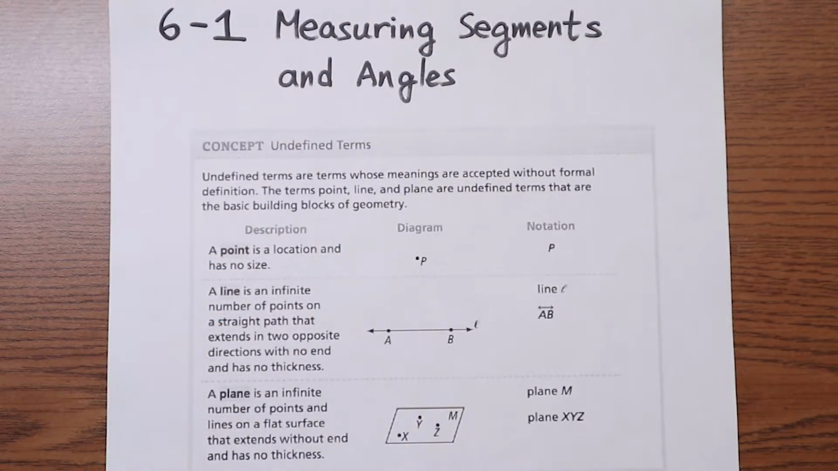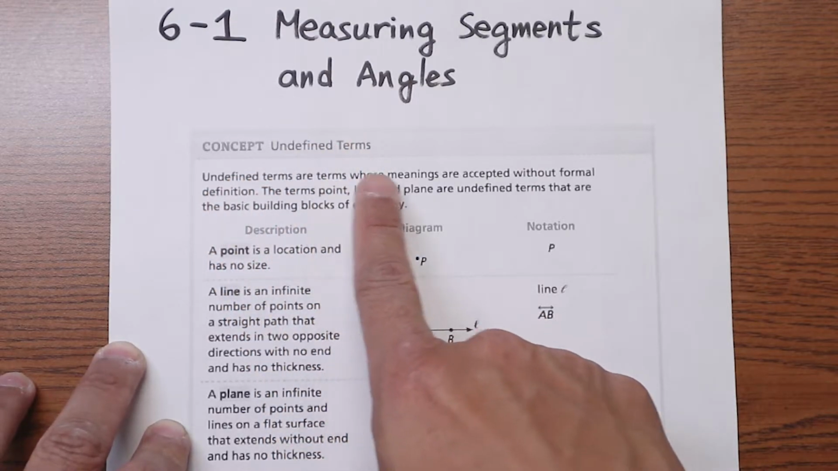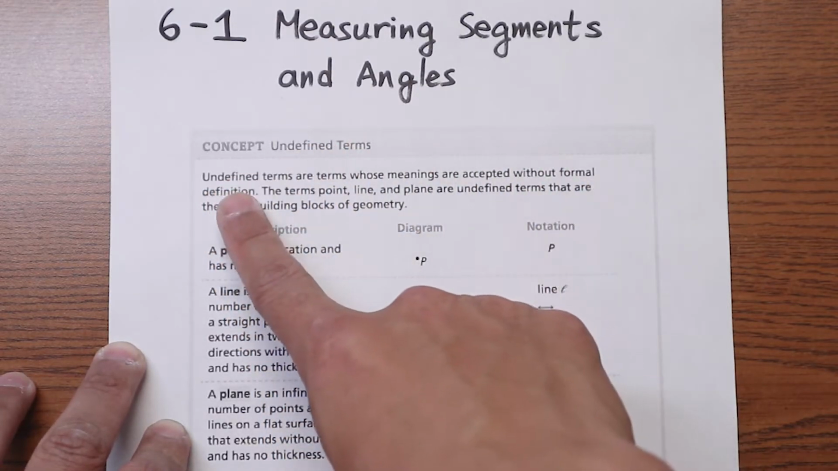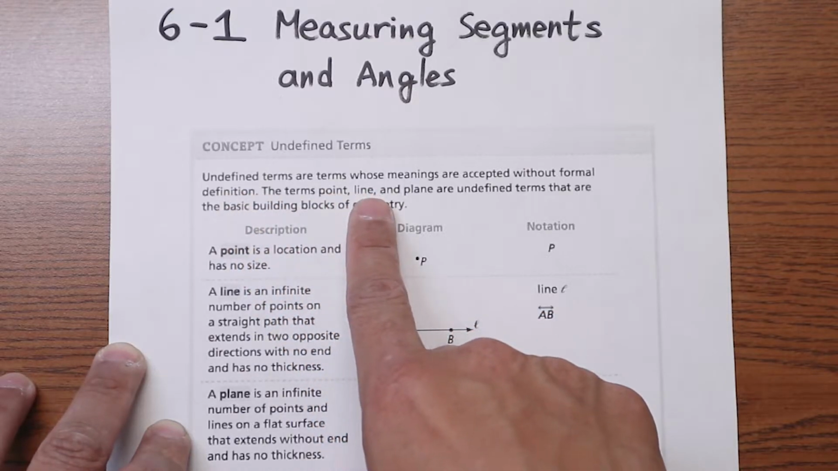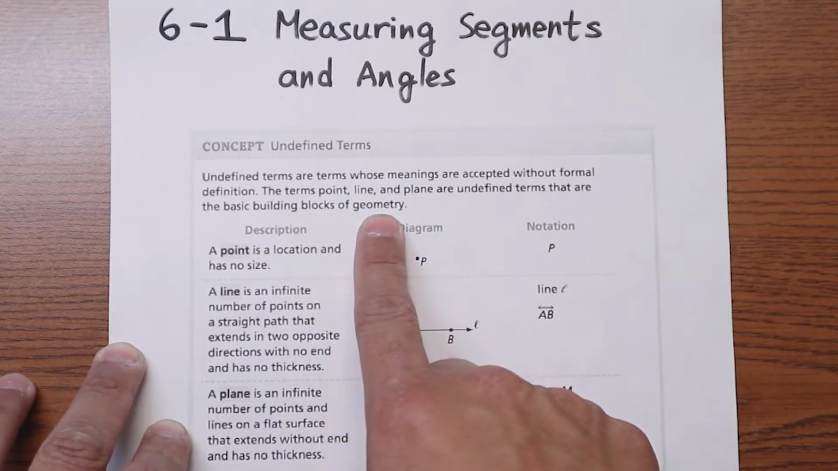Now we're on 6-1, measuring segments and angles. And before we do any calculations, let's take a look at something called undefined terms. Undefined terms are words or terms whose meanings are accepted without formal definitions. The terms points, lines, and planes are undefined terms that are the basic building blocks of geometry.